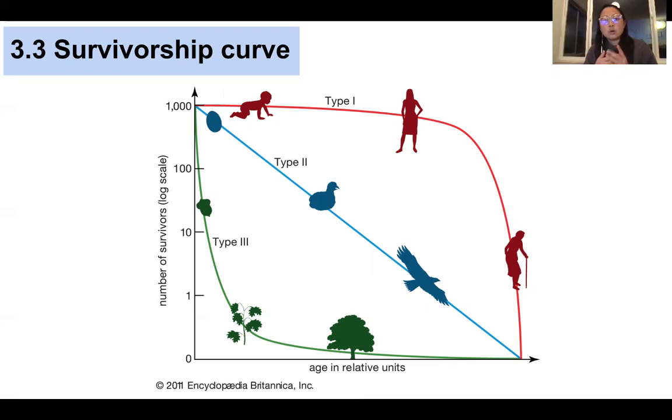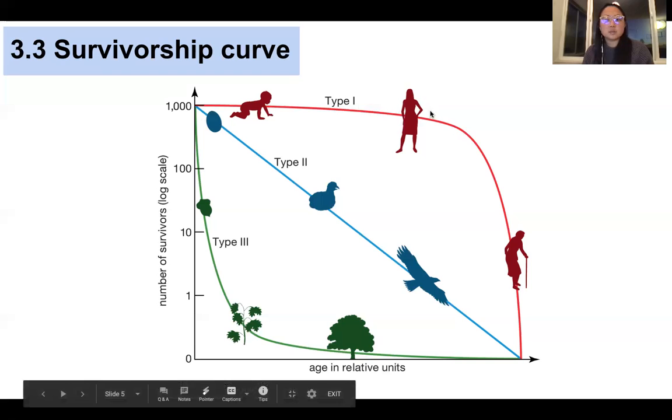What this graph is saying is that this red line is type 1. Type 1 says that if there are 1,000 of a species, let's say humans, born, the likelihood of all of them surviving stays pretty constant, right? What that's saying is that type 1 species, when they're born, will usually survive into adulthood and then start dying of old age. That's why the curve stays pretty constant up here and then drops drastically when they're older.